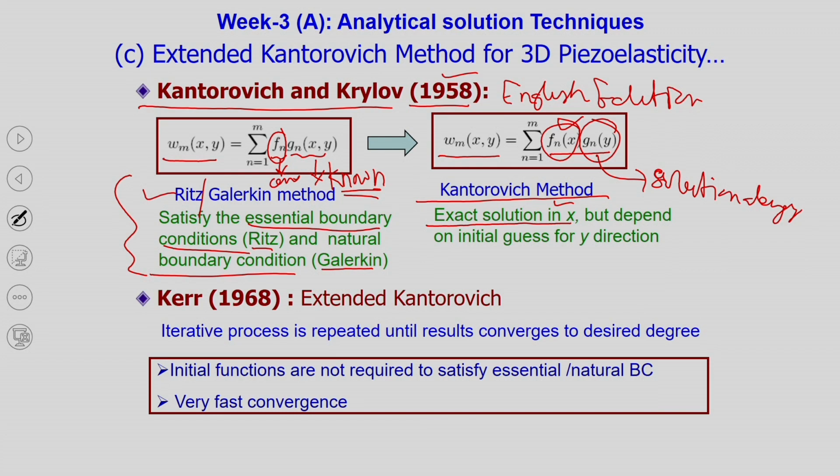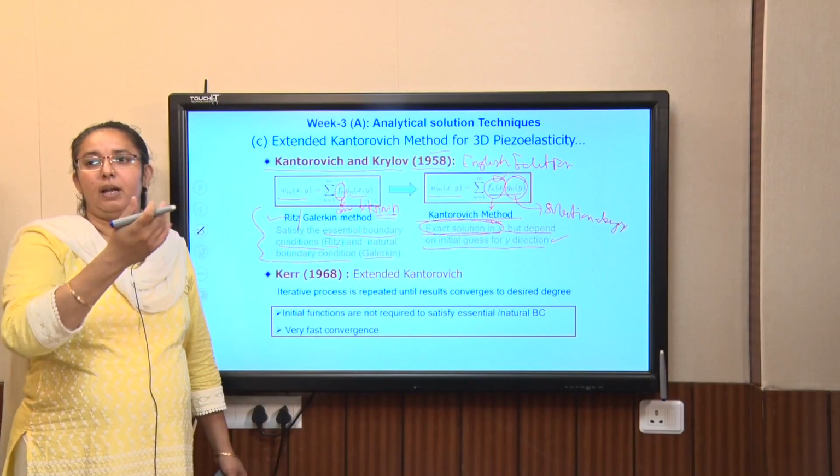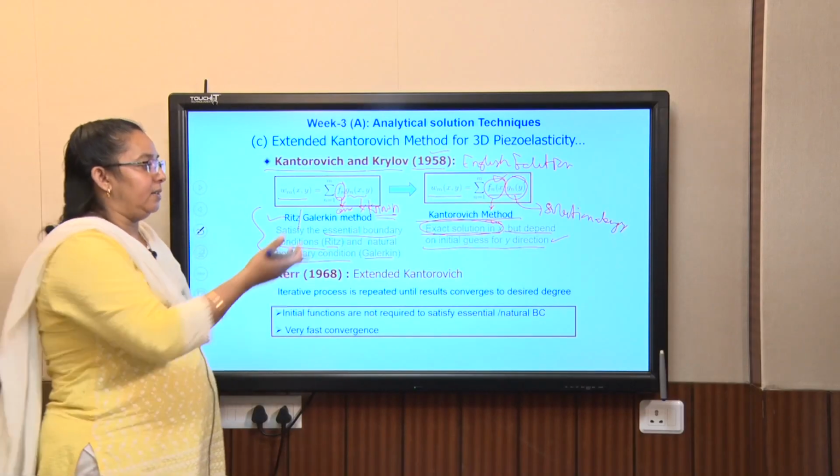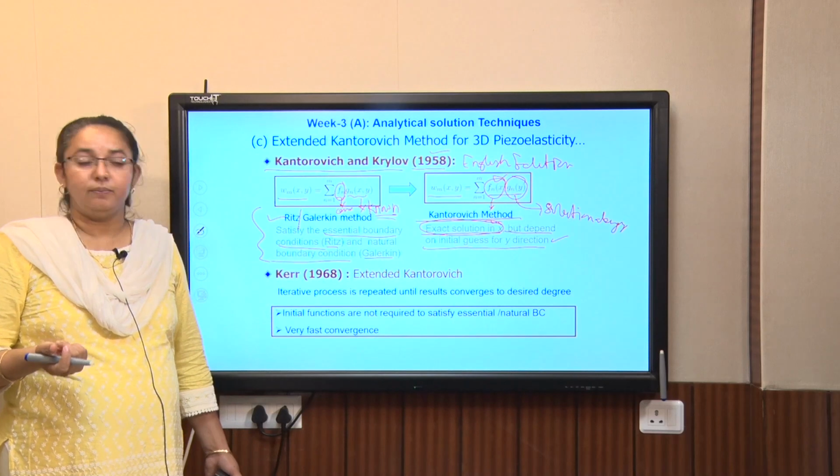The reason is that they are solving an ordinary differential equation. They use a weak form and finally we get an ordinary differential equation, and we are going to solve that. So it is more accurate than the Ritz and Galerkin solution. In this way we get an exact solution along the x direction, but it depends upon the initial guess for the y direction. Right now you can say that like Levy type, you are assuming simply supported on one axis, opposite two edges, and assuming a Fourier series and solving exactly along the x direction.